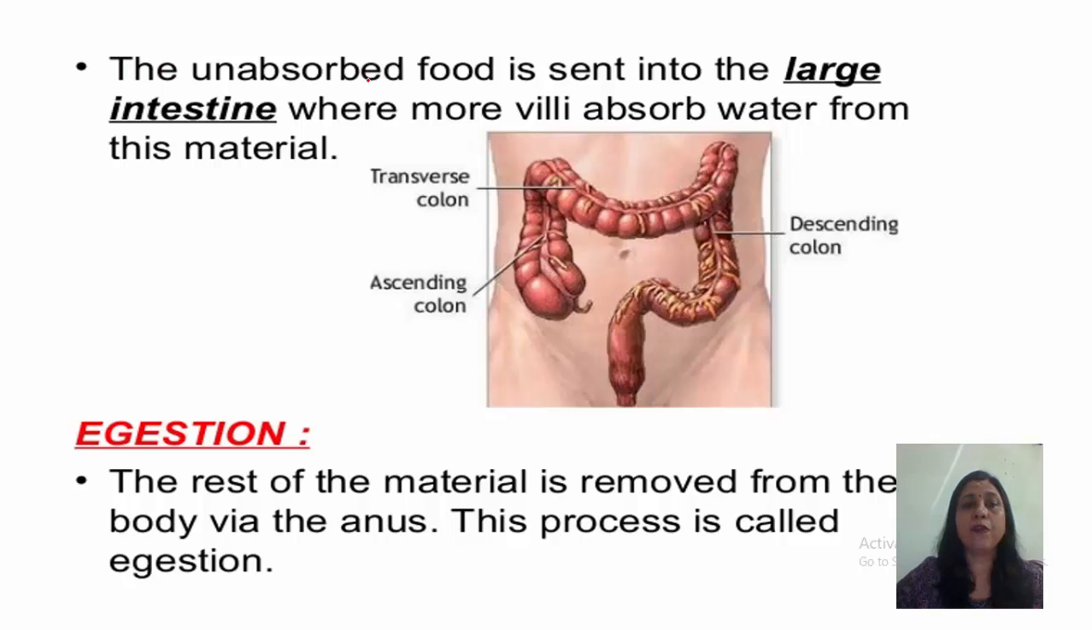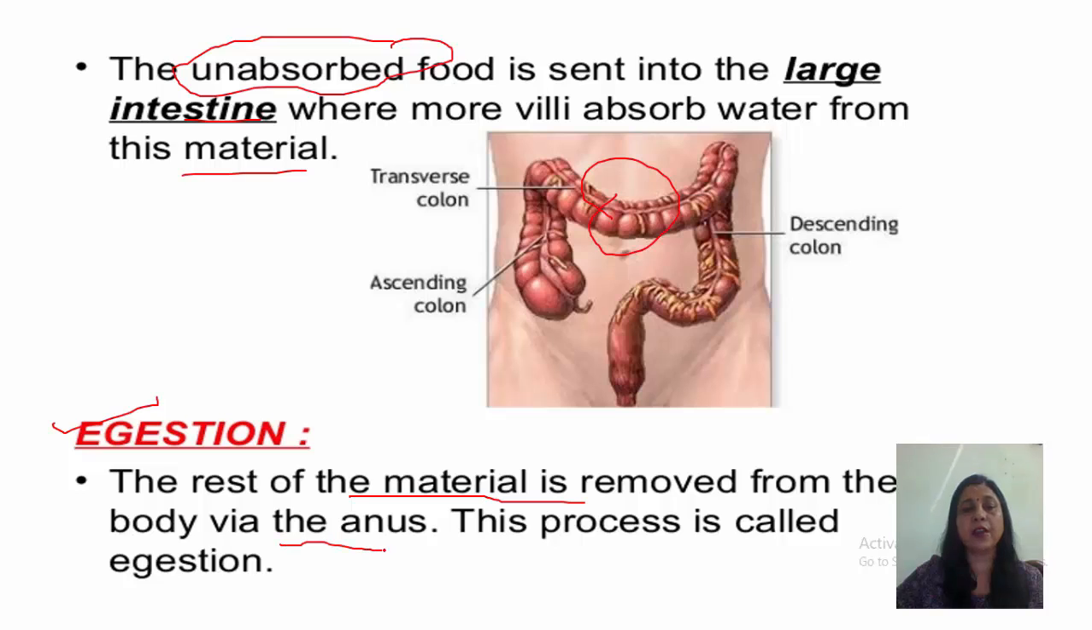Now, the unabsorbed or undigested food is sent into the large intestine, where more villi absorb water from this material. Means if any excess water is there, it is absorbed in the large intestine. This is known as large intestine. It is not as long as the small intestine. It is smaller in length, but it is still known as large intestine because of its greater lumen or diameter. Okay. Now the final step is egestion, that is the rest of the material is removed from the body by the anus, and this process is called egestion.